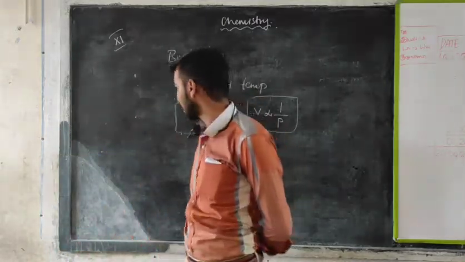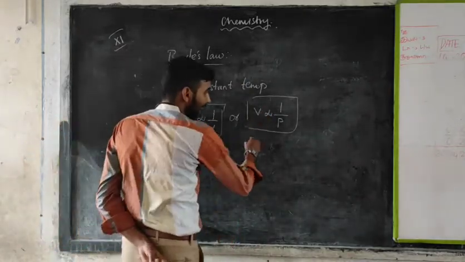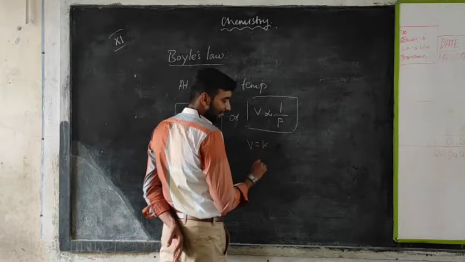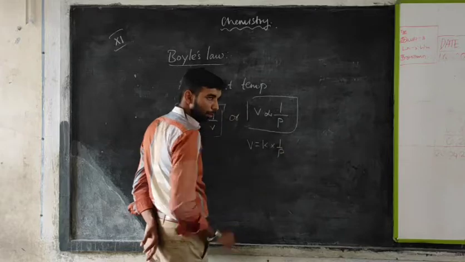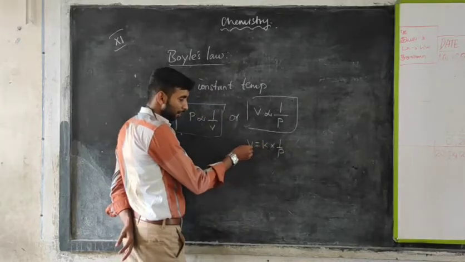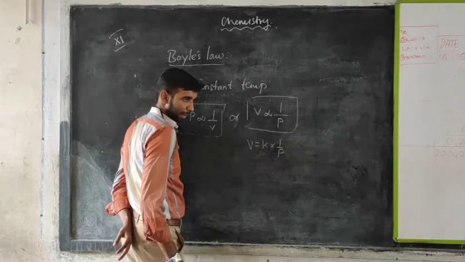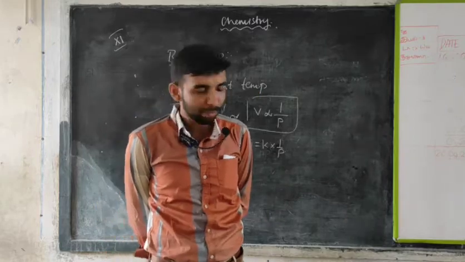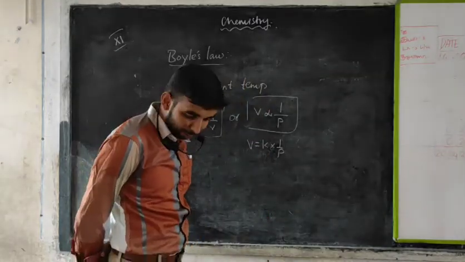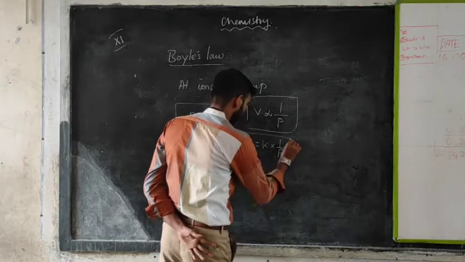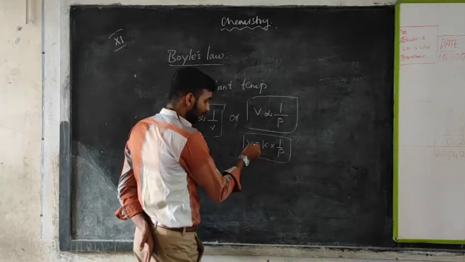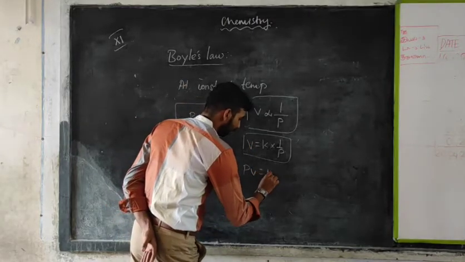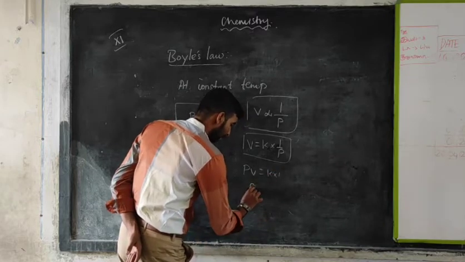If you want to take the proportionality here, you have to add one constant: V equals K times 1 by P. K is the proportionality constant, V is the volume, P is the pressure. When you rearrange this equation, P goes to the left-hand side and it converts to multiplication. PV equals K into 1, which is K. PV equals K.